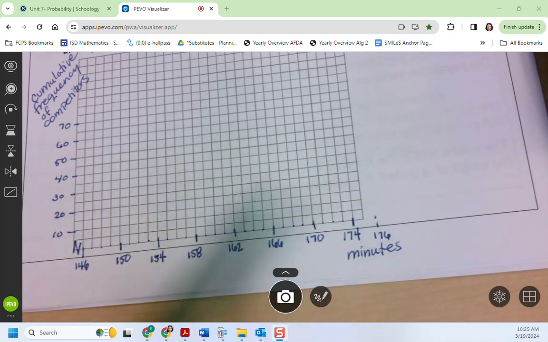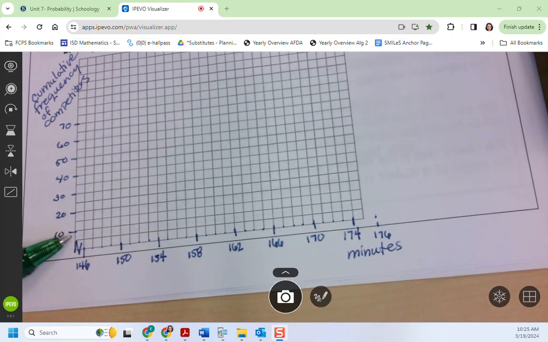Then over here, I'm going to count by 5s. So I've got 10, 20, 30. This would be cumulative frequency of competitors. And down here, I've got minutes. Okay? So take a moment to set that up.